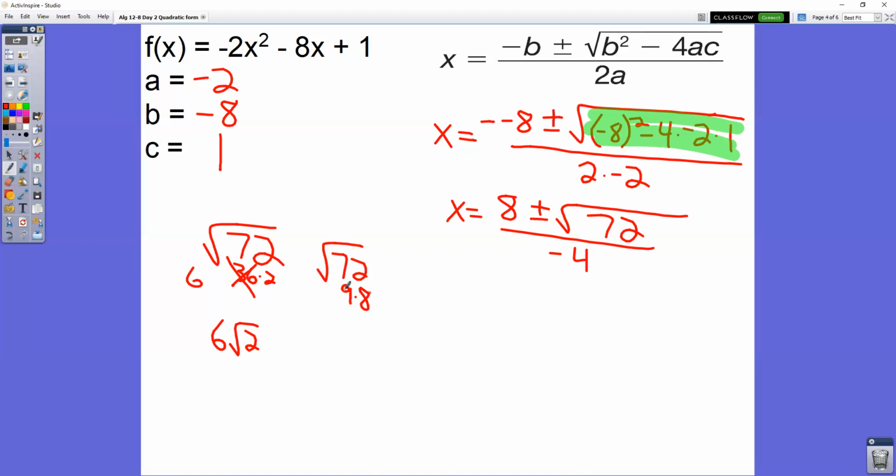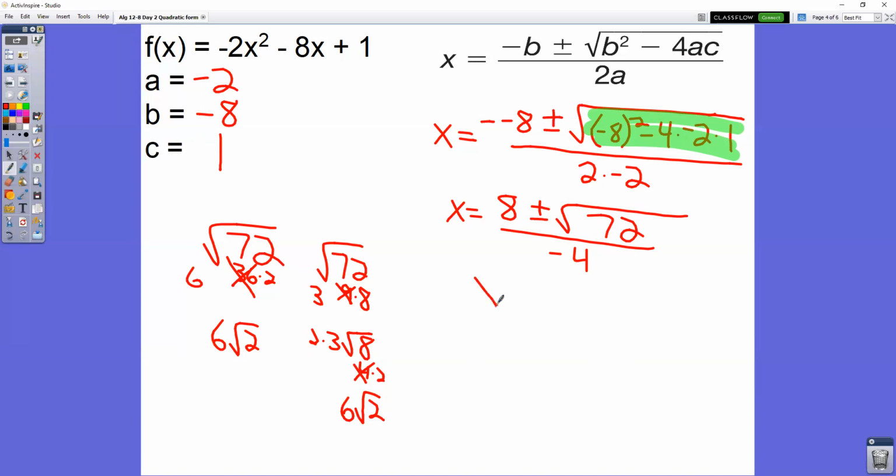Well, 9 is a perfect square. You'd cross that out, bring out a 3. So we would have 3 radical 8. Well, 8 can be broken down more, remember. 8 is really 4 times 2. So we could cross off the 4, bring out the 2. You multiply these together when you bring it out. So this would simplify again to 6 radical 2.